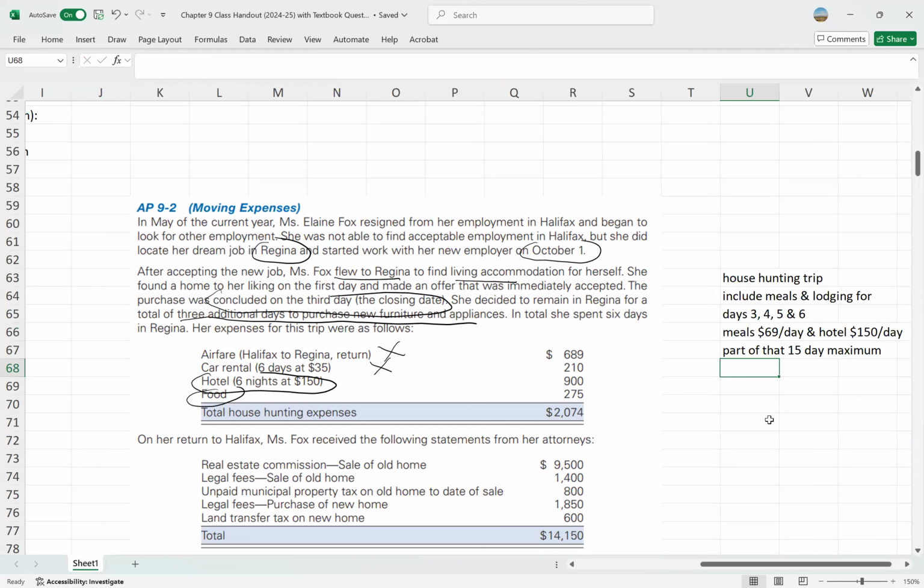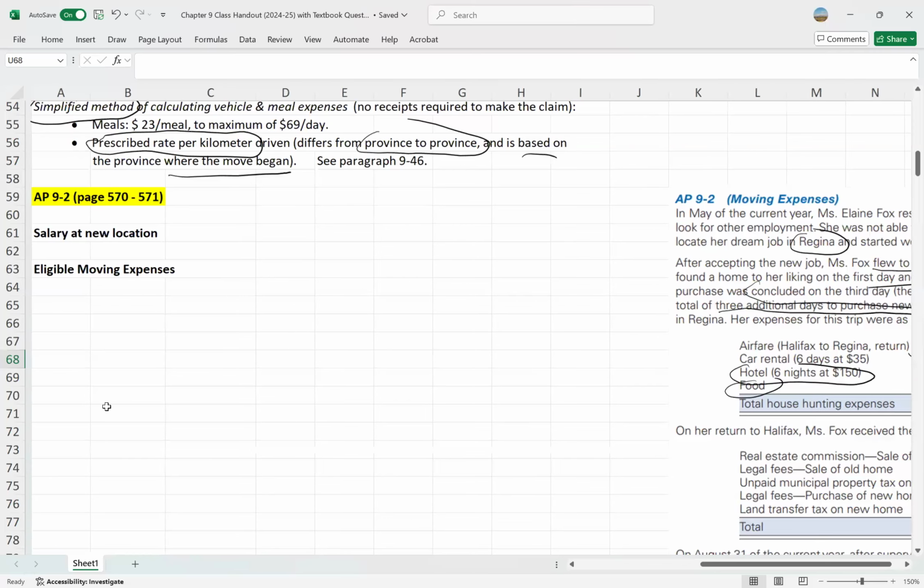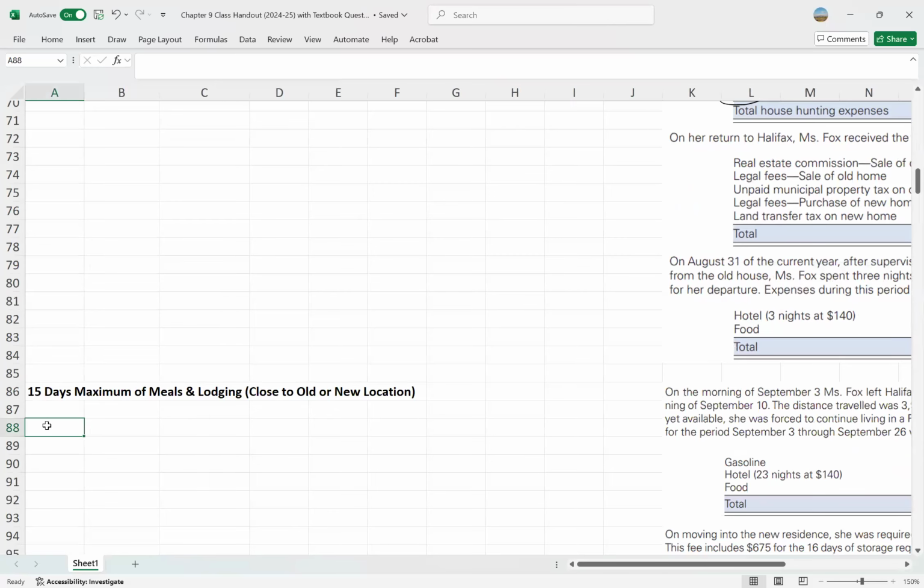So what we're going to do is put this, we'll track it over here. Let's track this down here. So this would be the 4 days as part of the house hunting trip. So it's going to be $69 for the meals, $150 for the hotel. So that's going to be $219 per day times 4 days. And that's going to give us a total of $876.